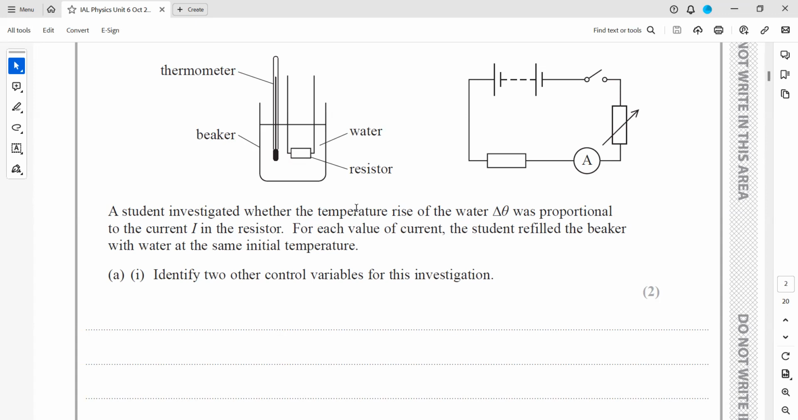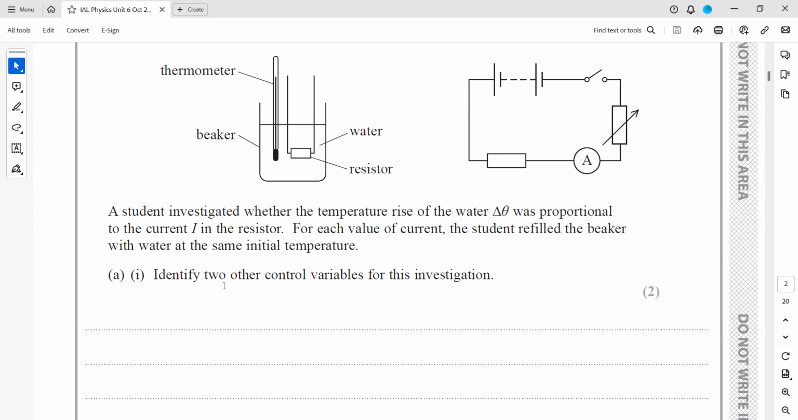That's what he's investigating. For each current value, the student refilled the beaker with water at the same initial temperature. Identify two other control variables for this investigation. If the student wants a fair comparison, then every time he refills the container with water, the volume of the water should be the same. And the second thing is, as you can see here, the distance between the resistor and the thermometer should also be the same. These are the two main factors which should be the same.